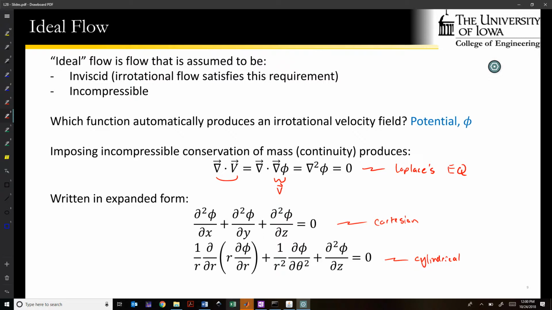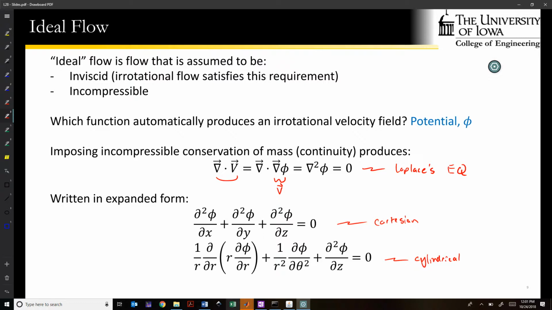All right, so broad strokes, where do we stand? We've established that there's some kind of function. It can be whatever you want. You can make up a function off the top of your head, and it can be used to create a velocity field that will satisfy irrotationality. If we also say that that function has to satisfy this equation right here, then that function can be used to create a velocity field that satisfies these ideal flow assumptions.